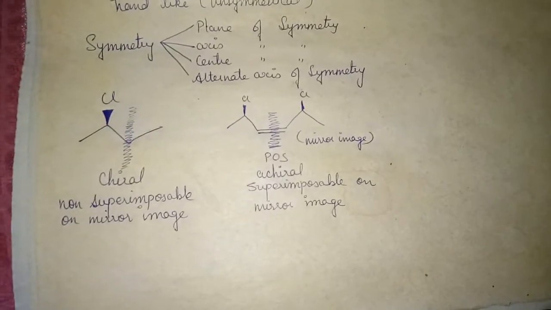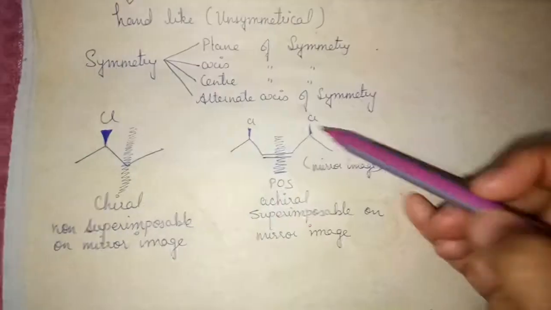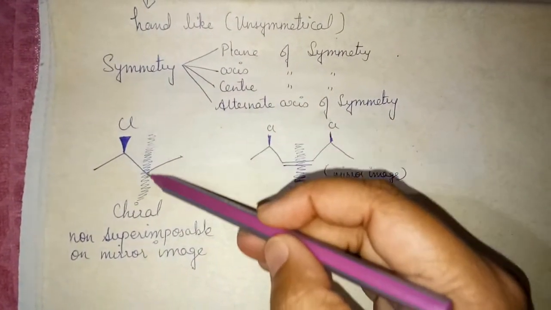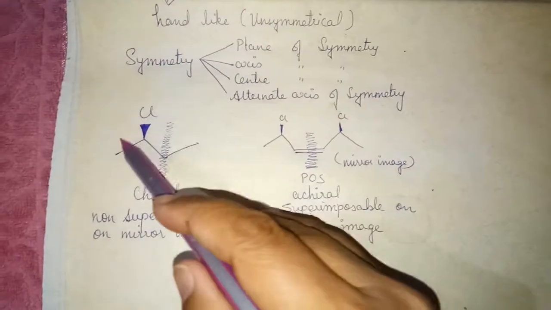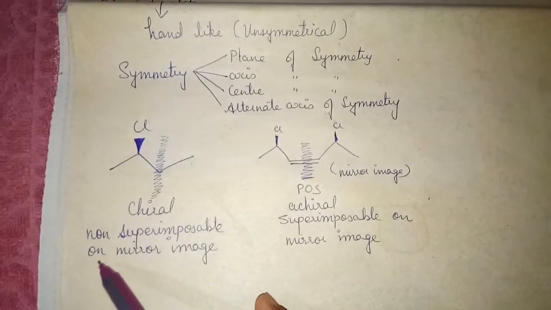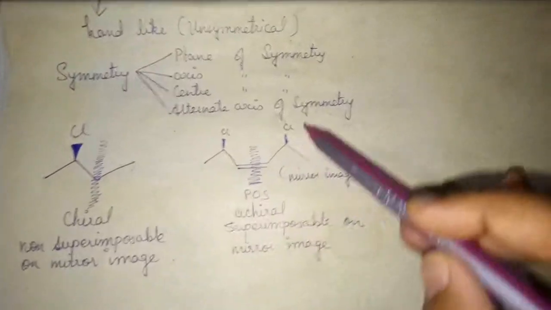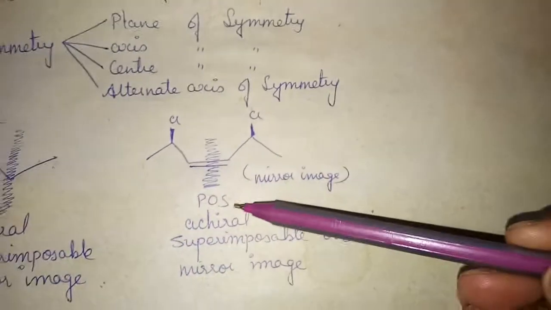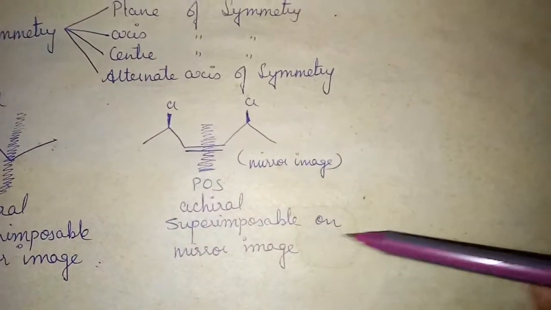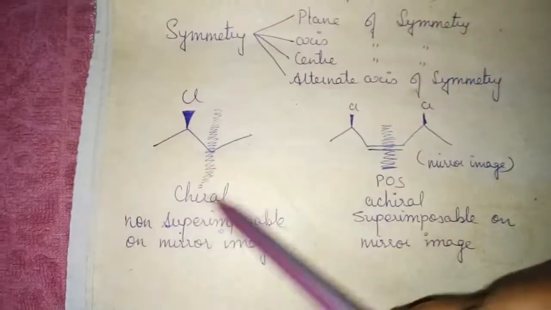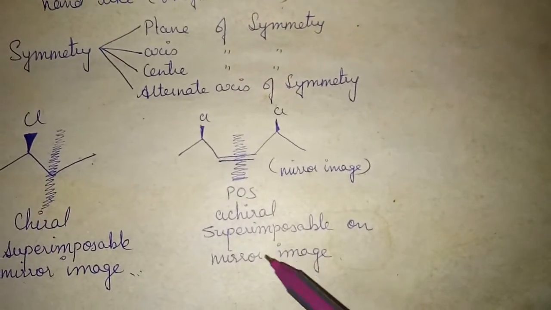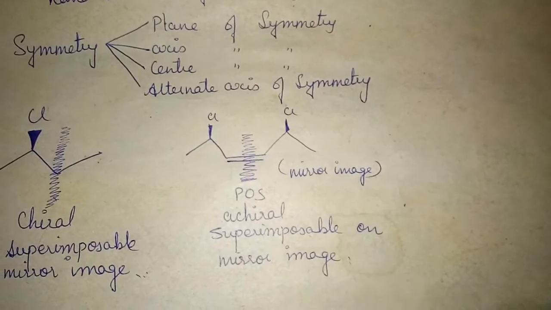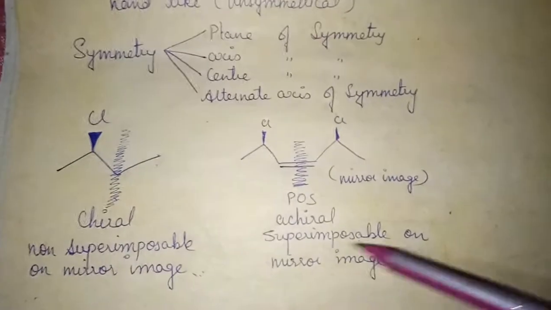As you can see in this bond line notation, this is the wedged chlorine. If we try to cut or separate this molecule into two halves from the center, they are non-superimposable. They will not overlap or superimpose on each other. On their mirror images also they are non-superimposable. But if you try to separate this other molecule, you will observe that it has a plane of symmetry, and it is superimposable on its mirror image. Molecules non-superimposable on their mirror images are known as chiral molecules, while achiral molecules are those superimposable on their mirror images. Clear? The symmetry, the mirror images, the superimposable character.